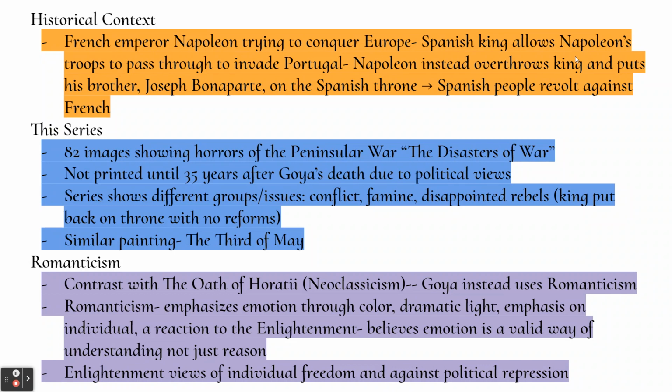So this is in the period after the French Revolution, when the French Emperor Napoleon was trying to conquer Europe. And he set out trying to basically take over all of Europe as part of the French Empire. When he got to Spain, he told the Spanish king that he wanted to pass through Spain, not actually take over Spain, and get to Portugal. And he was allowed to pass through the country. But instead, that was all a lie. And Napoleon instead overthrew the king and put his brother, Joseph Bonaparte, on the Spanish throne.